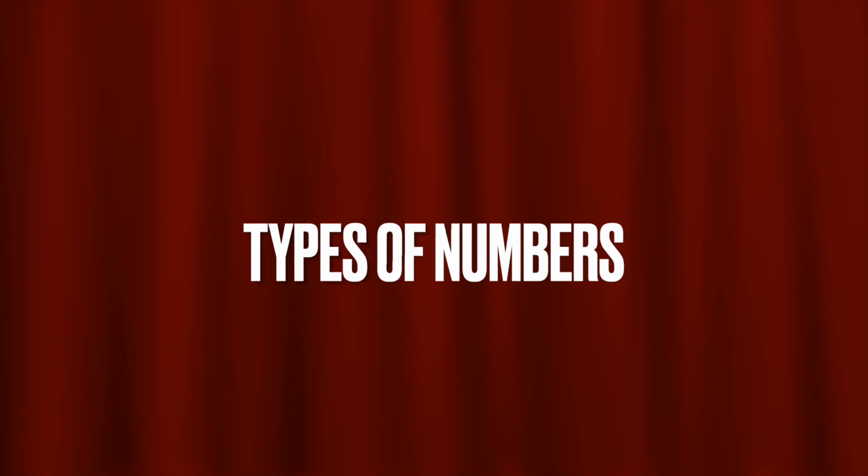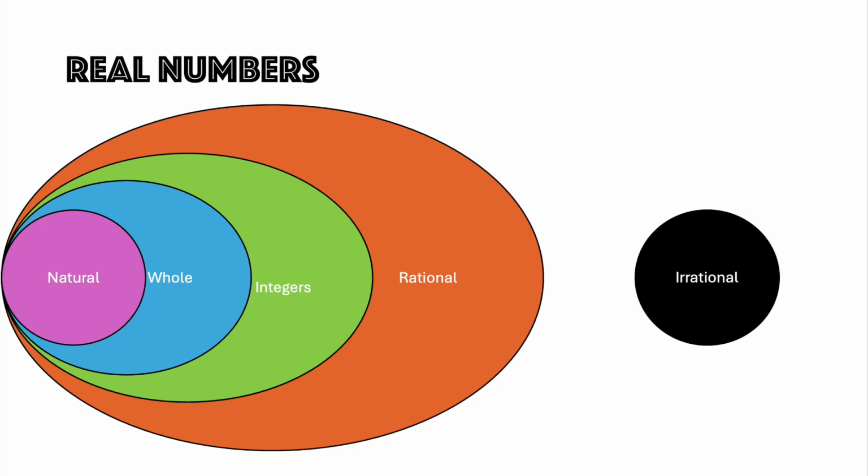But before that, we need to review the types of numbers first. So there are 5 types of numbers: natural, whole, integers, rational, and irrational numbers. All of these are classified as real numbers. Now let's take a trip down memory lane and revisit some of these old friends of ours. Now you may have realized that I've kept irrational numbers separate from the other 4 numbers. That's because irrational numbers can't be denoted in a fractional form.